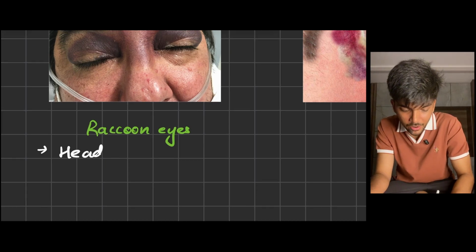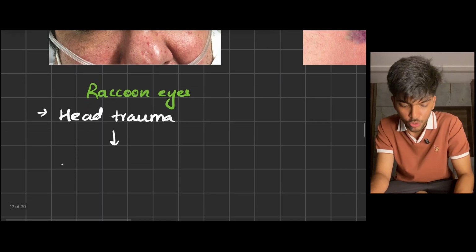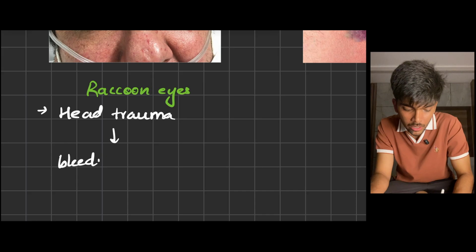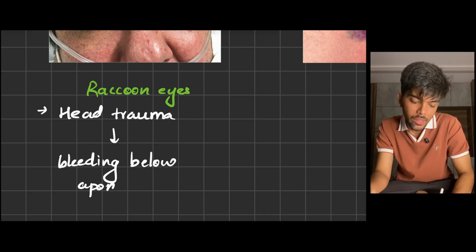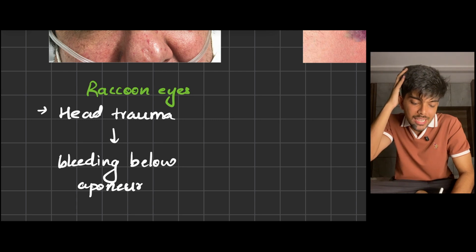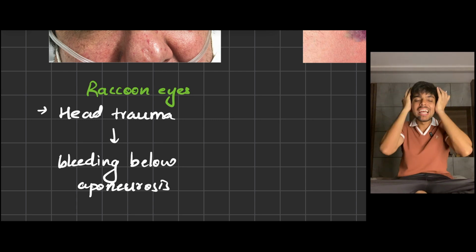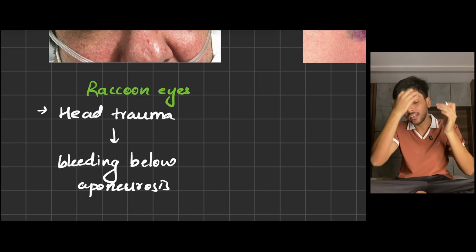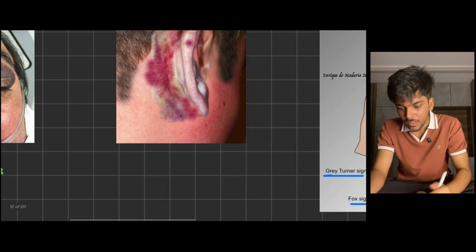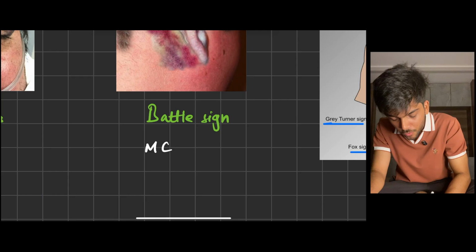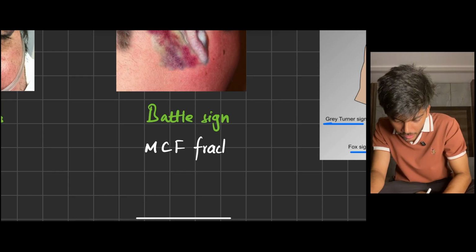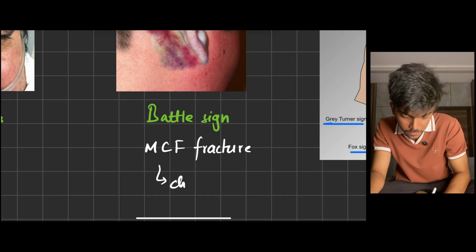There is head trauma. But not just head trauma that leads to bleeding below the aponeurosis. As a result, when there is bleeding below the aponeurosis, the blood eventually collects around the eyes, resulting in raccoon eyes. This is battle sign, which is as a result of middle cranial fossa fracture. It is also a sign of child abuse.